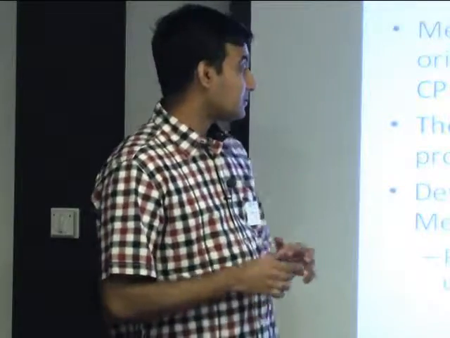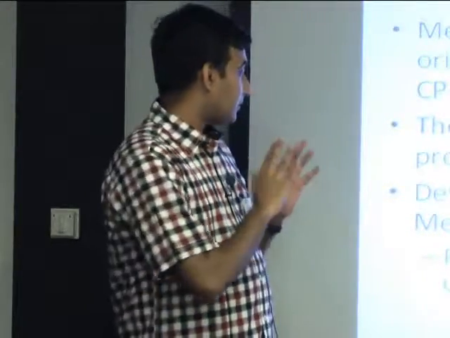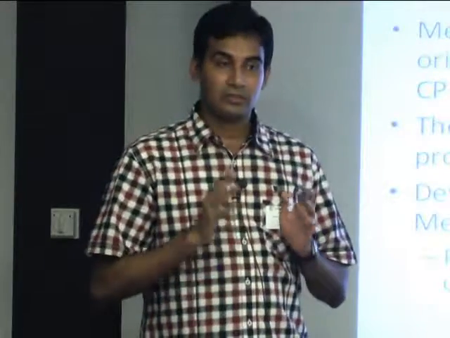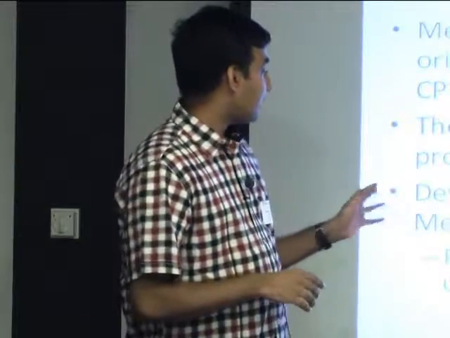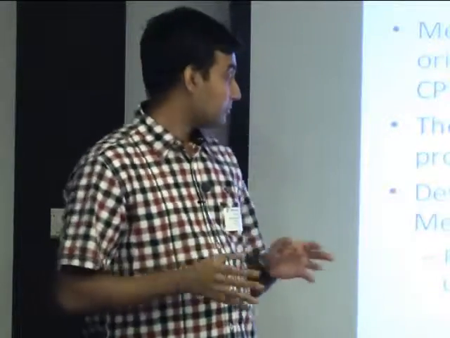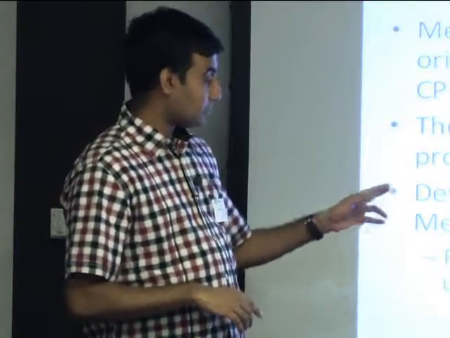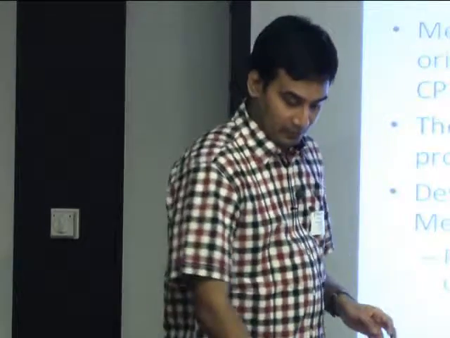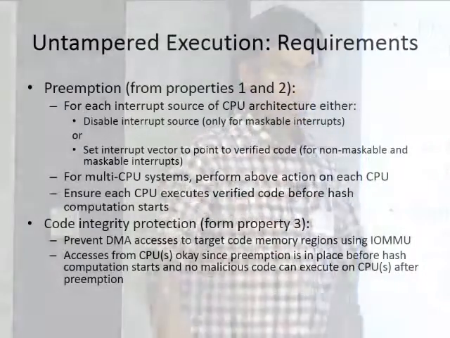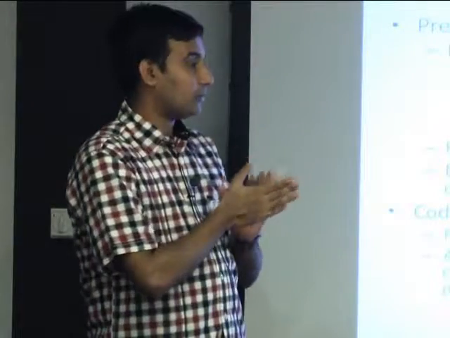Devices can only access memory via the DMA mechanism. So there is no other way via which a device can access physical memory, and this happens to be true in all the architectures, at least that I know of. Okay, and of course, programs can request devices to access memory on their behalf using DMA. Okay, so we have these three properties, and using this, we will recast those untampered execution requirements.